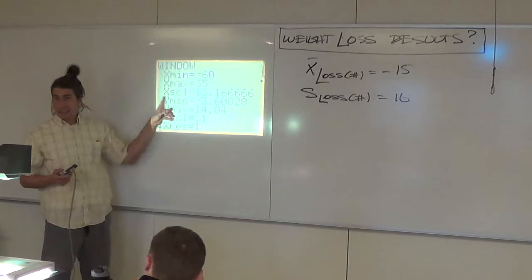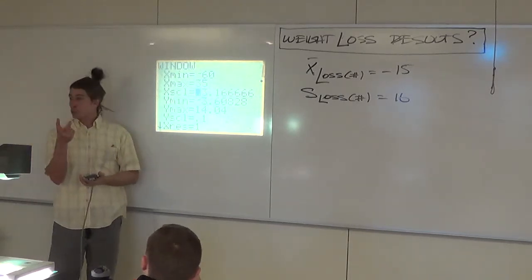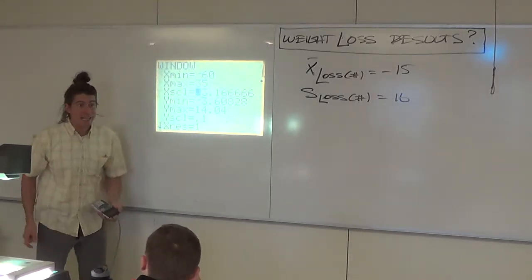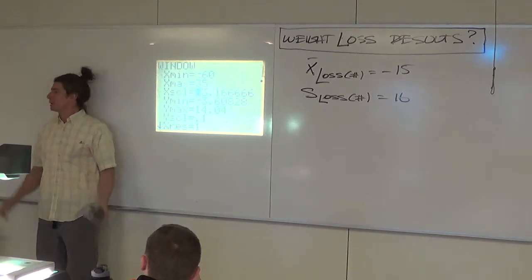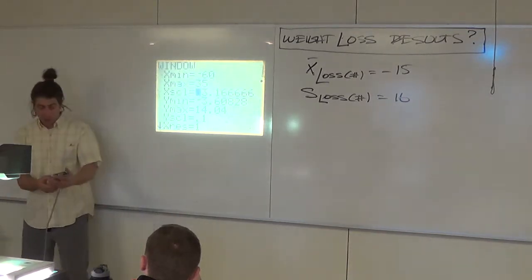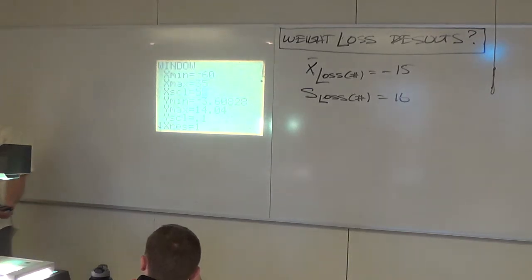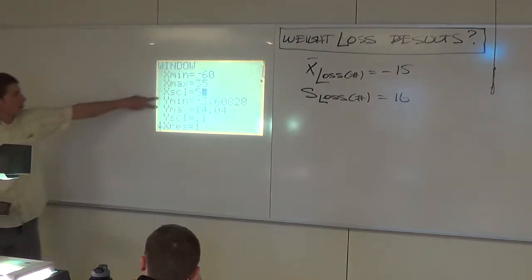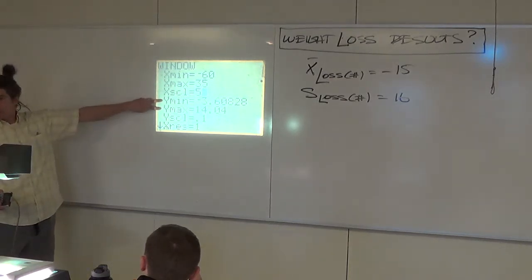X scale, this is the most important one in my opinion. This is the one that talks about how wide the bars are. Right now the bars are 13 1/6 pounds wide. Strange number, but it's based on that TI algorithm. Change it to something logical, like 5. Now we might have to mess with these two, but I don't mess with them until I look at the graph.